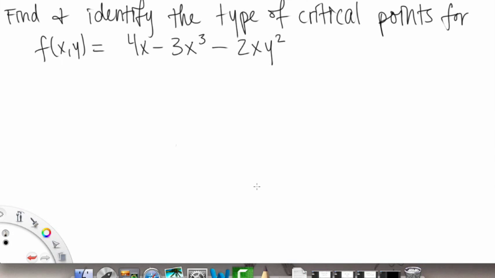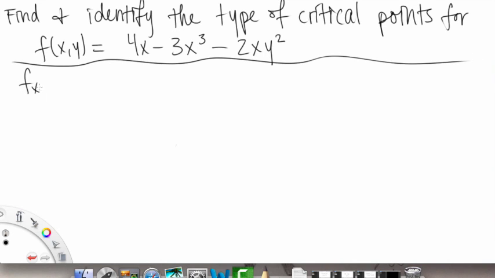This question asks us to find and identify the type of critical points for the function f of x, y equals 4x minus 3x cubed minus 2x times y squared. Okay, so what we're going to do first is just find those critical points. So let's start with that.